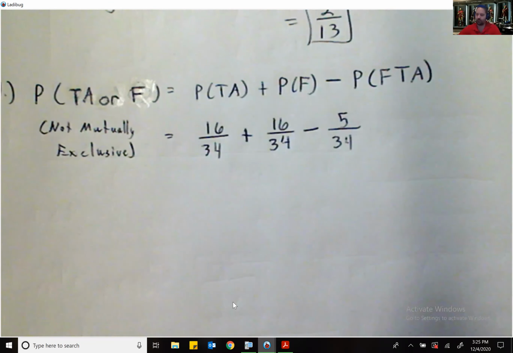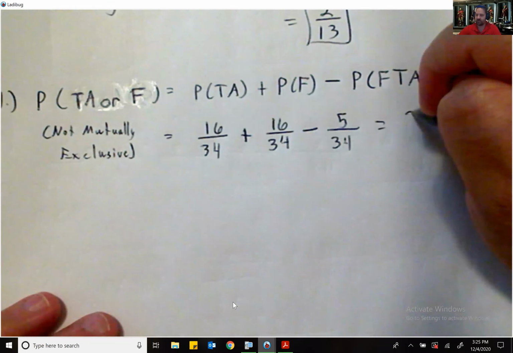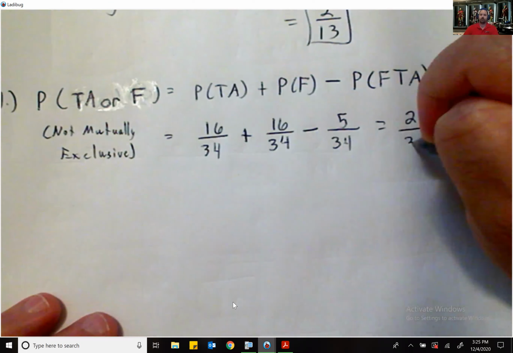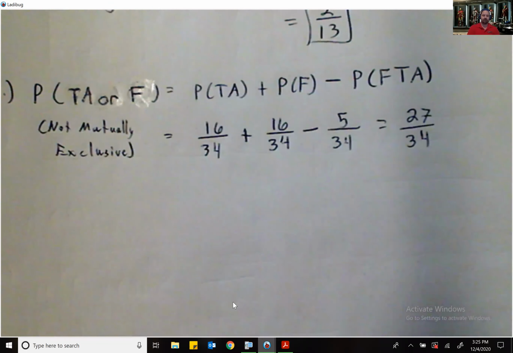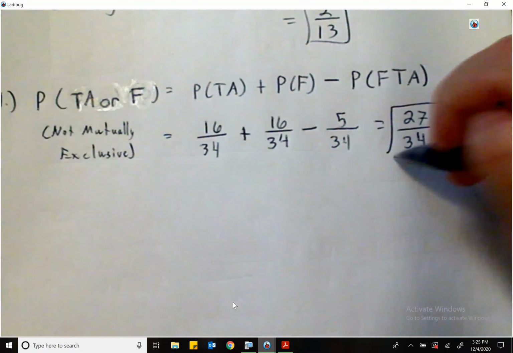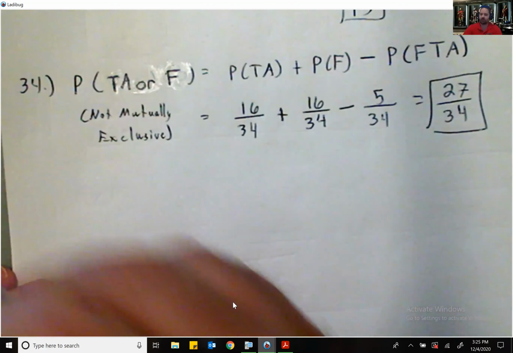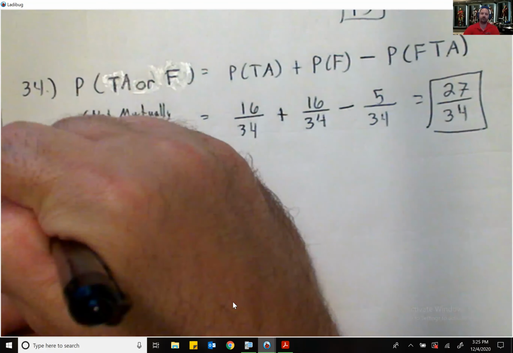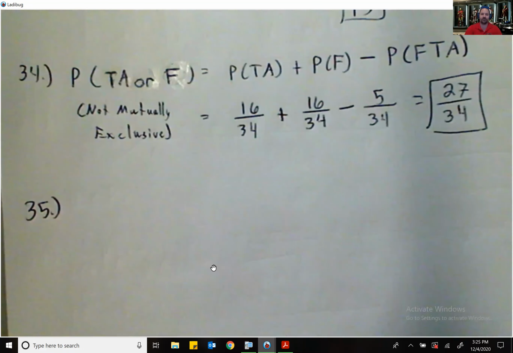And when you do all that math, you get 27 out of 34. Now the question is, does that reduce? No. So there's the probability. All right, now on to the real number 35, the one I tried to do just a second ago.